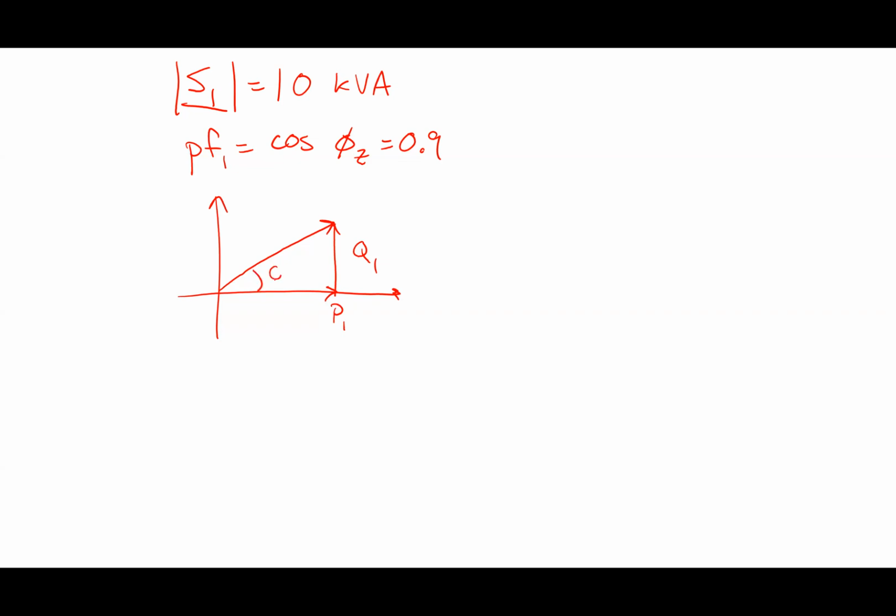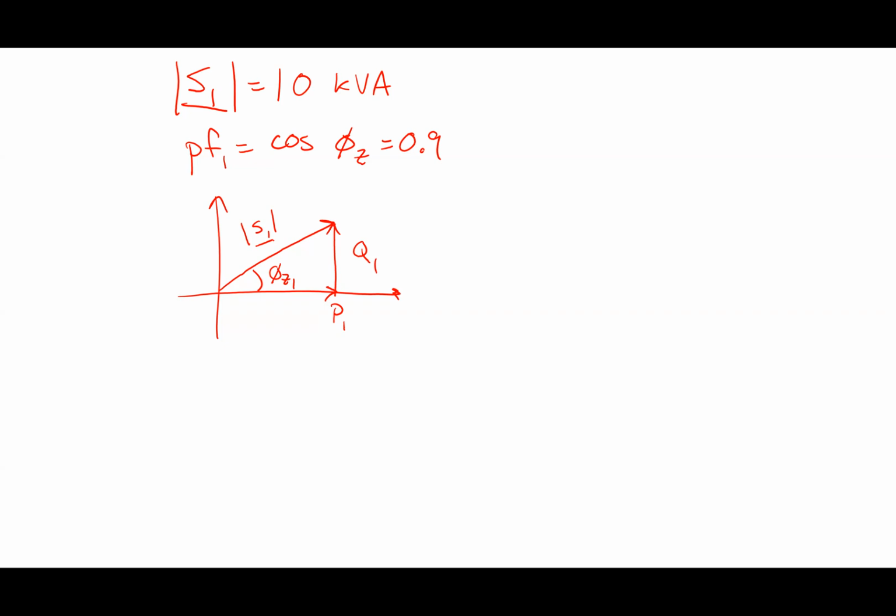So I know that here's phi z1, right? And which one of the sides do I know here? The hypotenuse, yep, I know the hypotenuse. So if I want to figure out P and Q, how do I do it? You can find the angle first to find either P or Q.